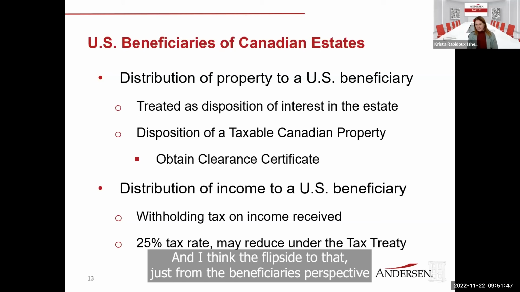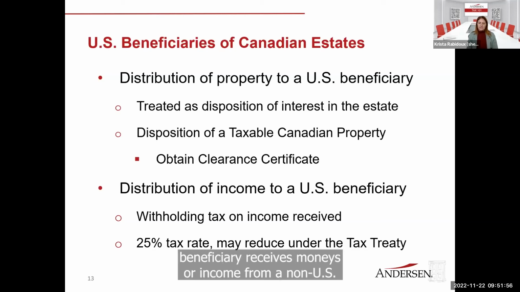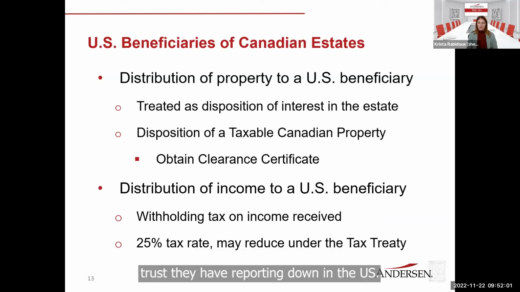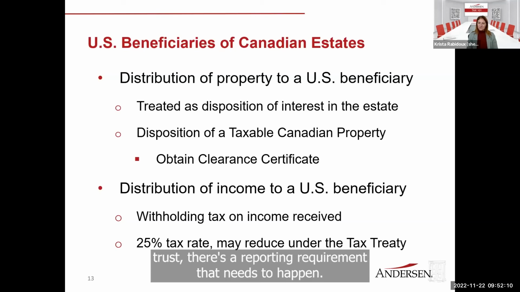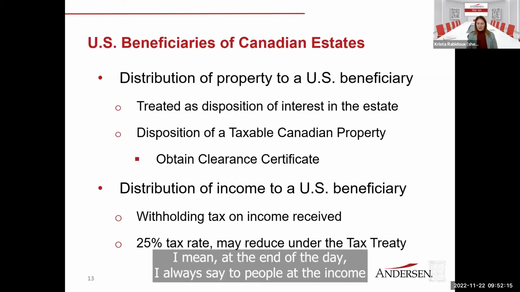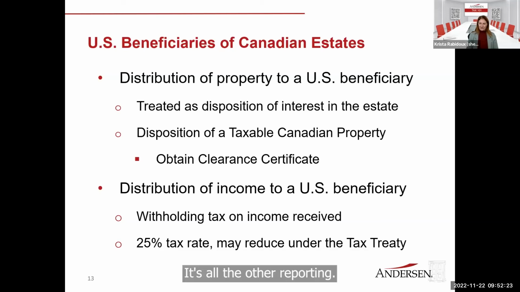Yeah, and I think the flip side of that, from the beneficiary's perspective, is to remember that Canada actually has a similar type of rule. If a U.S. beneficiary receives monies or income from a non-U.S. trust, they have reporting down in the U.S. Canada also has a similar rule. If a Canadian receives a distribution from a non-Canadian trust, there's a reporting requirement that needs to happen. At the end of the day, I always say to people, the income tax calculation is somewhat the easy part of a tax return. It's all the other reporting where it gets complicated.